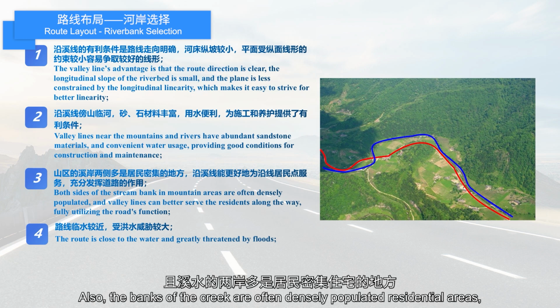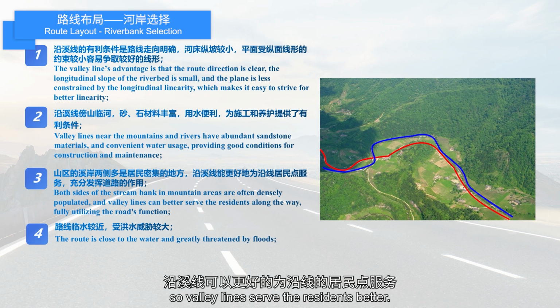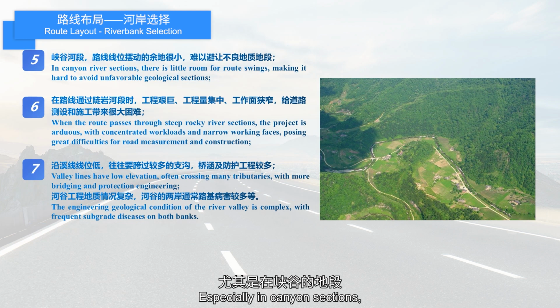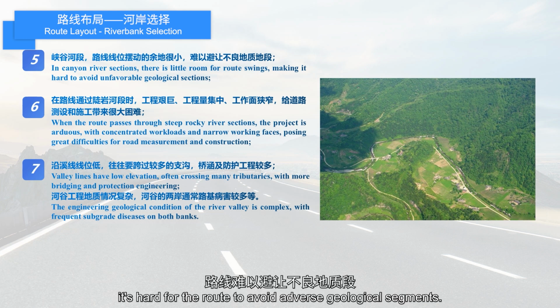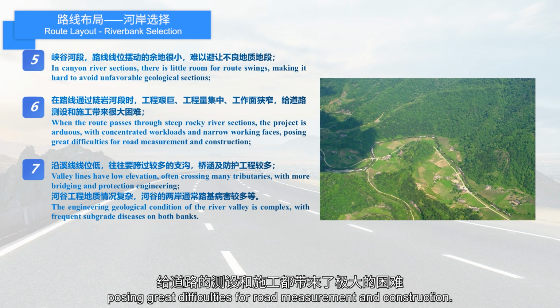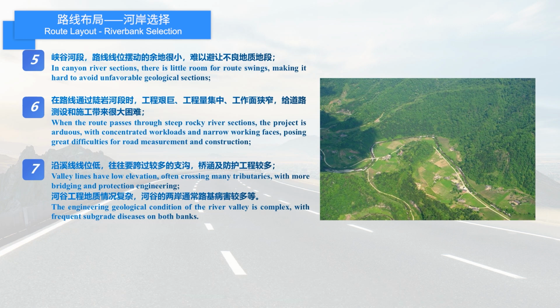Also, the banks of the creek are often densely populated residential areas, so valley lines serve the residents better. The disadvantage is that being close to water makes the subgrade susceptible to flood threats. Especially in canyon sections, it's hard for the road to avoid adverse geological segments. Steep rocky river sections present narrow working faces, posing great difficulties for road measurement and construction.